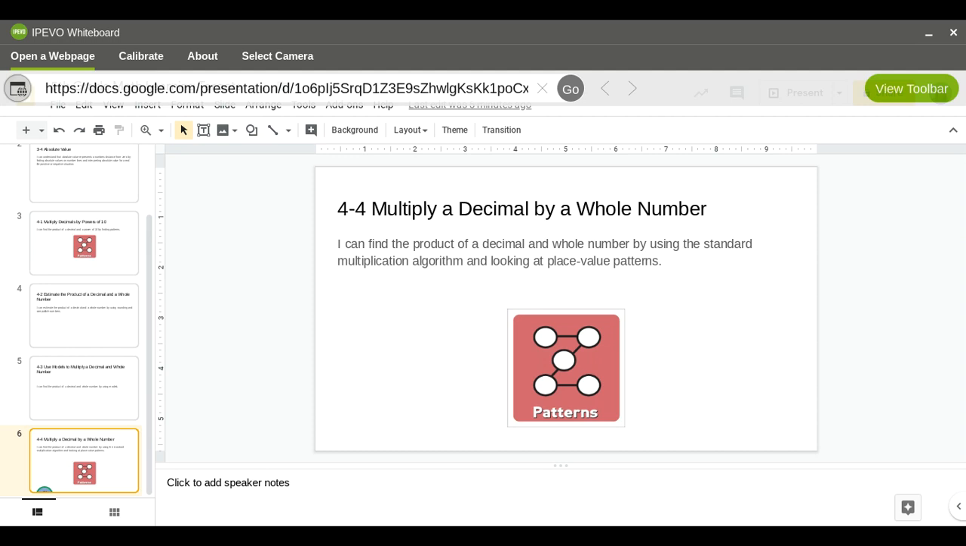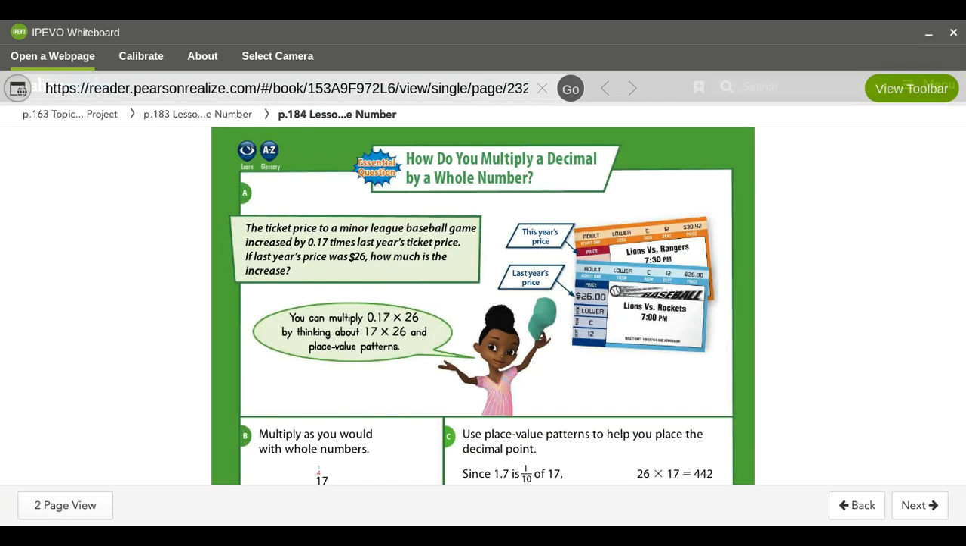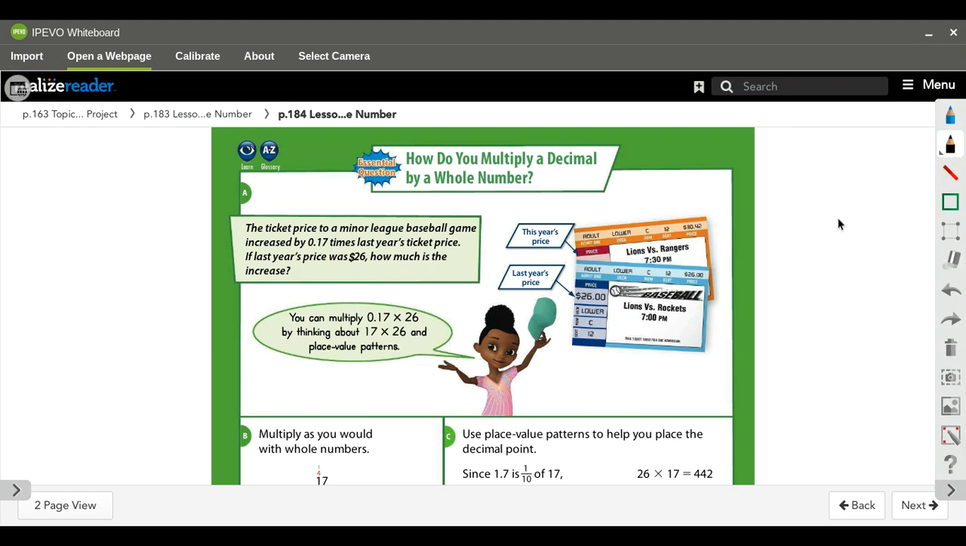So I'm going to take a look at the problem that is on page 184. If you could go ahead and turn your math book to page 184. The problem that we're going to look at first says the ticket price to a minor league baseball game increased by 17 hundredths times last year's ticket price. If last year's price was $26, how much is the price increase? And you'll notice right here our little bubble. Our bubble says you can multiply 0.17 by 26 by thinking about 17 times 26 and place value patterns.